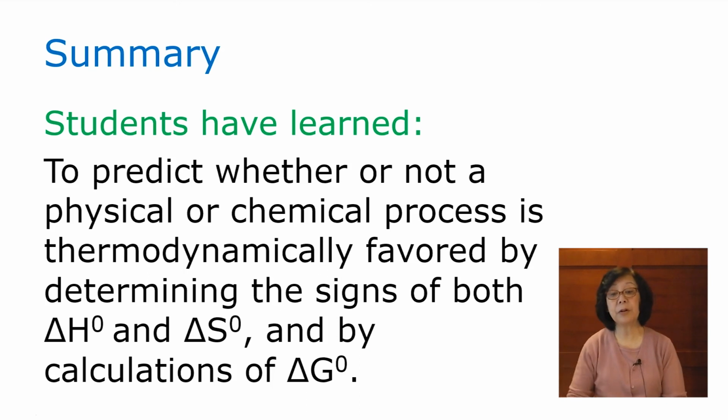So some of what we have learned today: we learned how to predict whether or not a physical or chemical process is thermodynamically favorable by determining the signs of the enthalpy change and the entropy change, and by calculating delta G0.